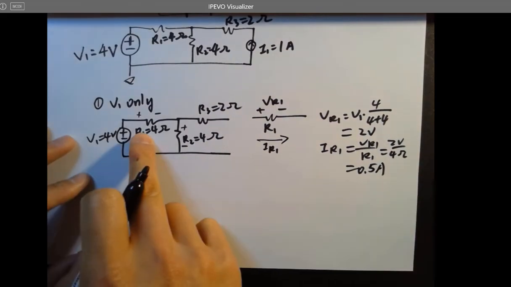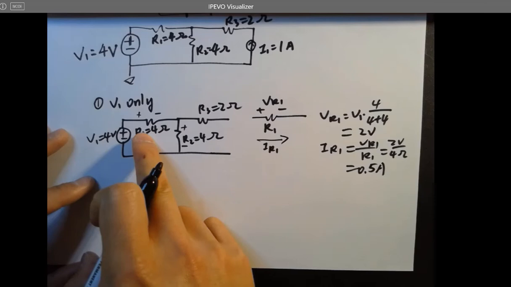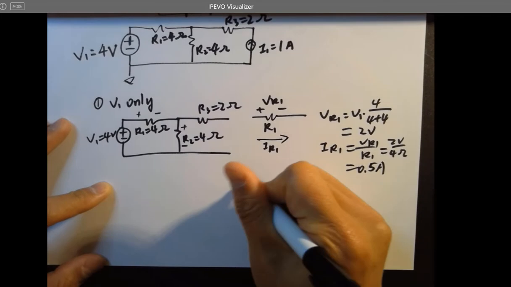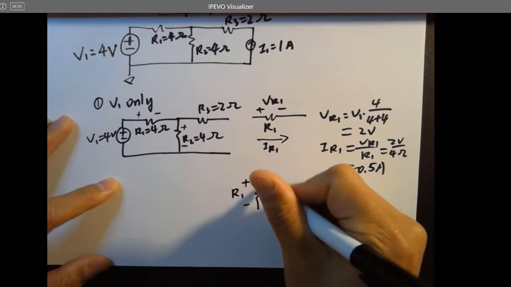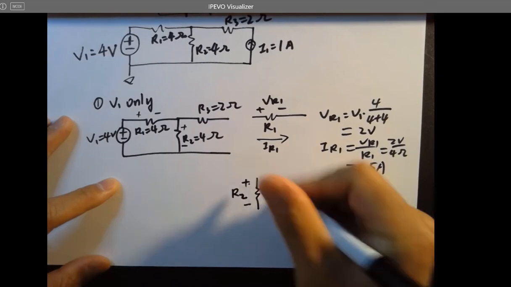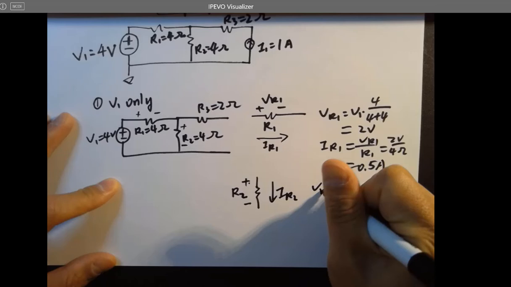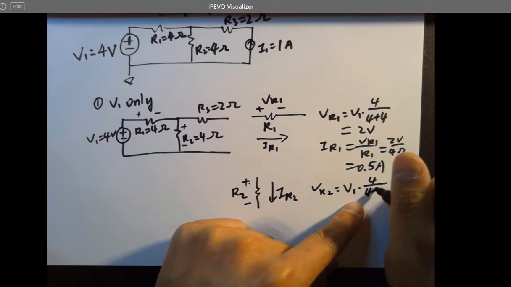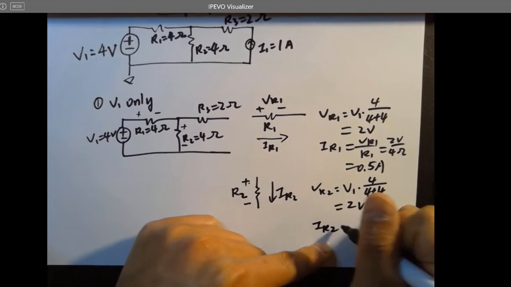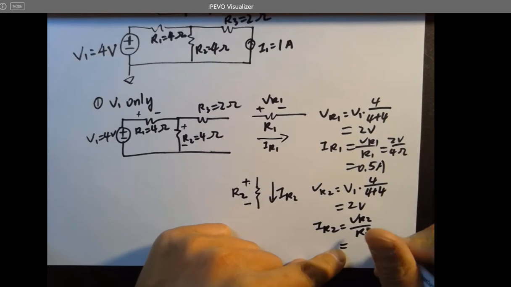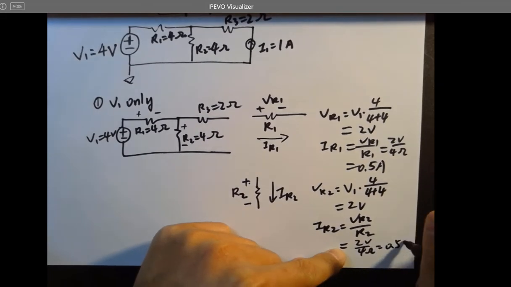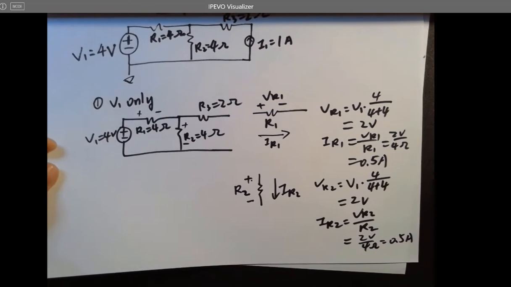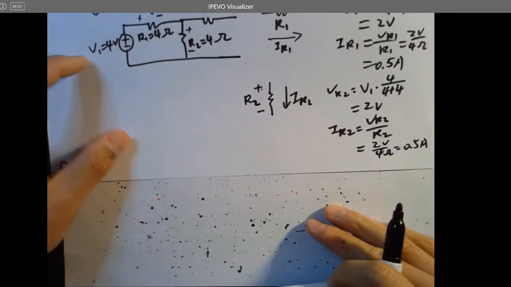So we are done with R1's voltage and current under V1's contribution. Okay, so what about R2? We define plus minus like this, and this is VR2, and the current flowing in that direction is IR2. VR2 equals V1 times 4 ohms over 4 plus 4, because it's 4 ohms as well, which is 2 volts. And IR2 is VR2 over R2, 2 volts over 4 ohms, which is also 0.5 amps. So this is the voltage and current with V1's contribution.